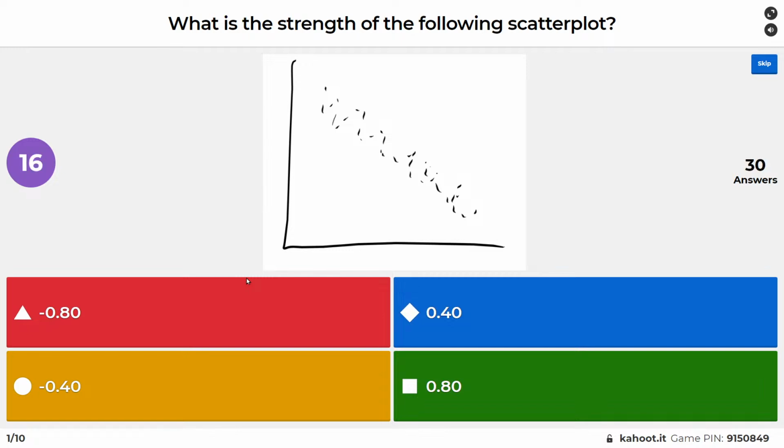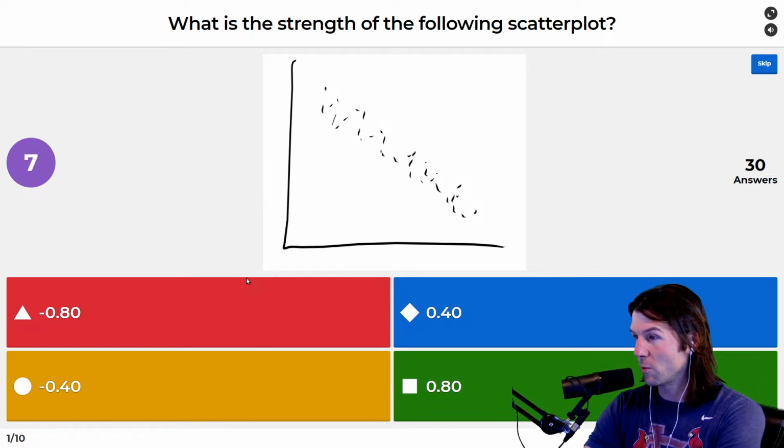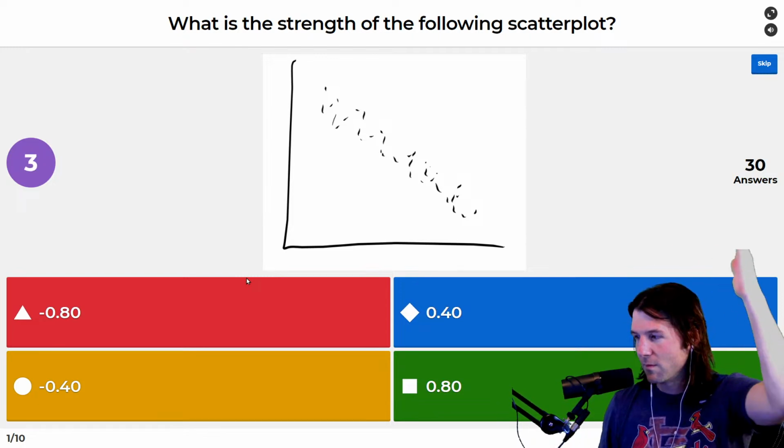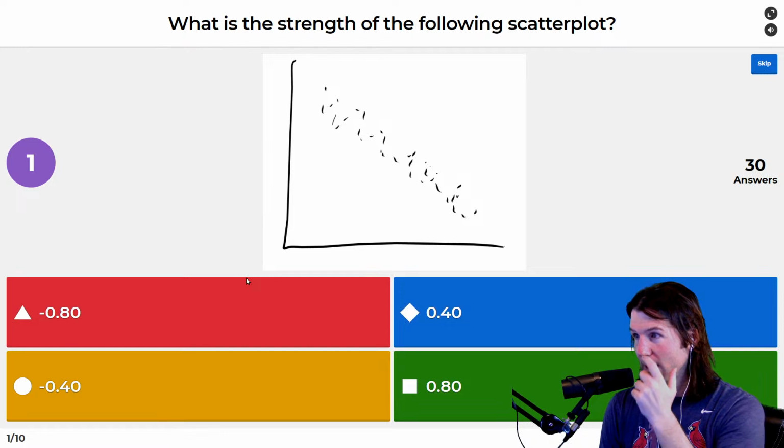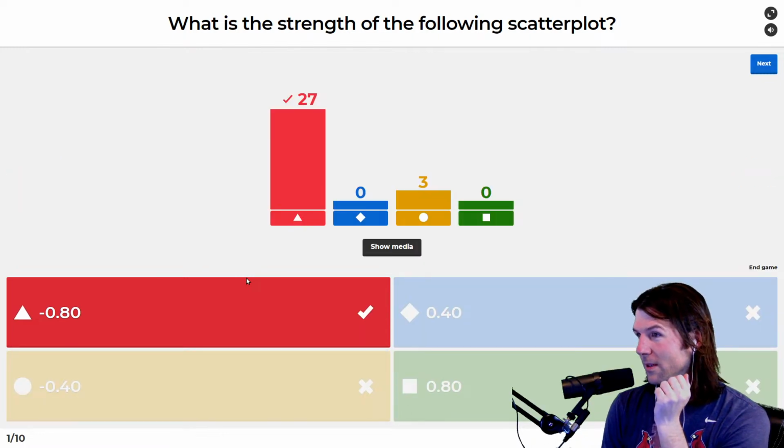You should instantaneously know the direction of this. 30 answers? That should be everyone, right? The direction of this is what? Chat, help me out. What is the direction of this scatter plot? There's 2 directions. Negative. Nice job right there, Lucy. It is negative, and this is definitely negative.